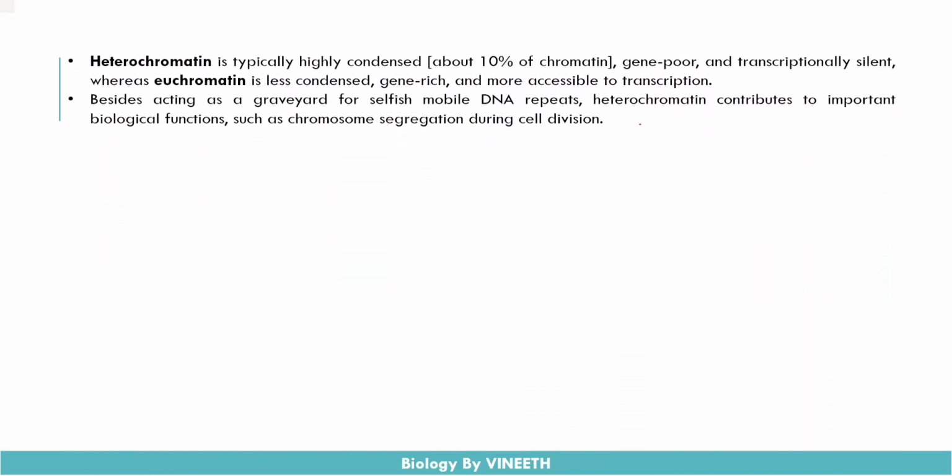Besides keeping the genes in inactive states, heterochromatin also acts as a graveyard for selfish DNA repeats. Besides acting as a graveyard for selfish mobile DNA repeats, heterochromatin also contributes to a lot of biological functions such as chromosome segregation. We have a lot of roles of euchromatin inside our nucleus, like maintaining the genes in active states, or making the DNA sequences more accessible for the transcription process or the replication process. So those are the major roles for euchromatin.